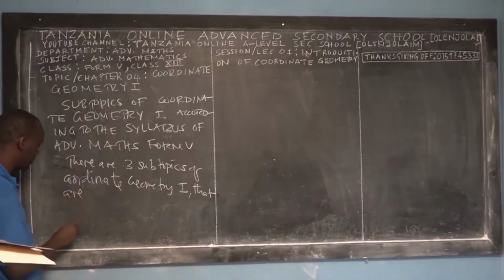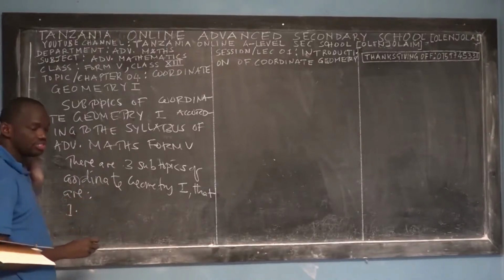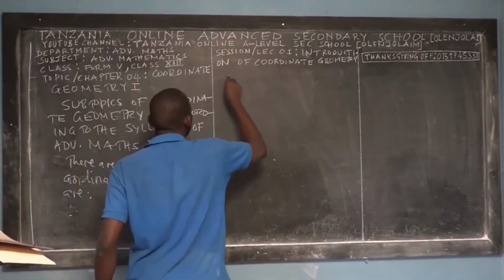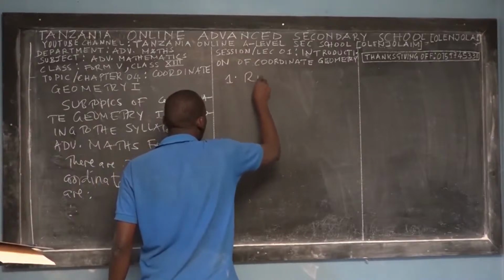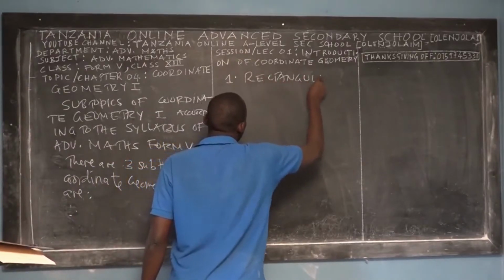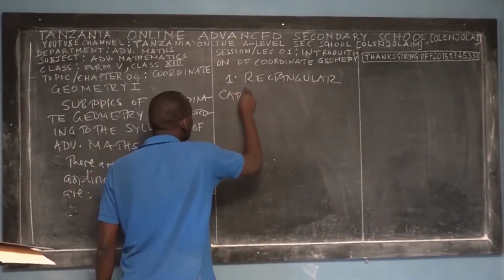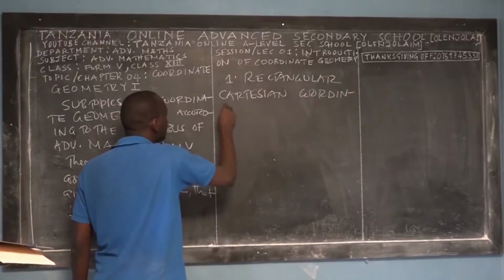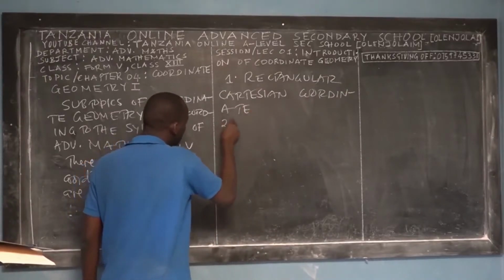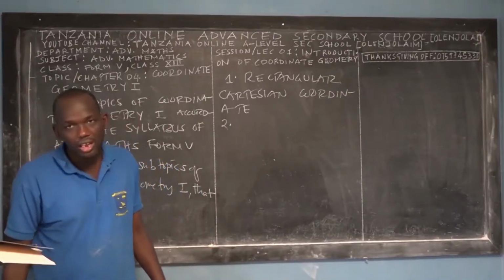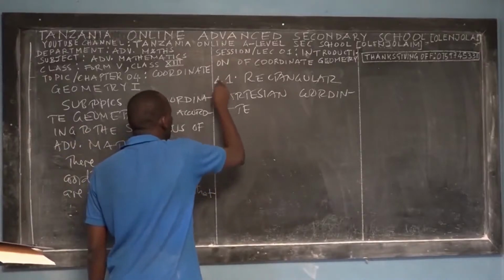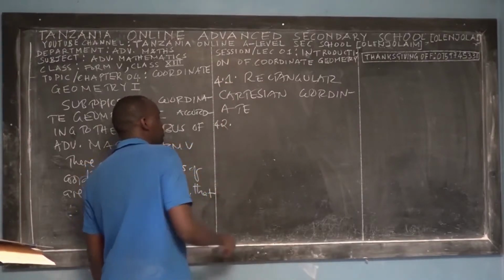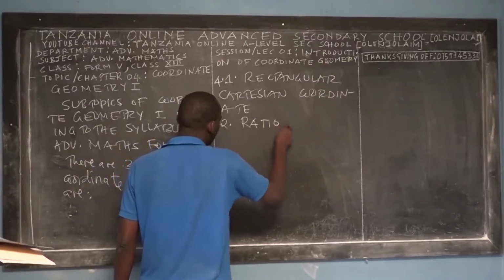The first subtopic is called the rectangular Cartesian coordinates. Rectangular Cartesian coordinates are the first subtopic that we're going to cover in this topic. So this is 4.1 because I said it is the first subtopic, and here is 4.2. The second subtopic is called the ratio theorem.